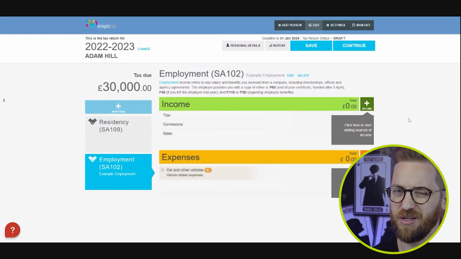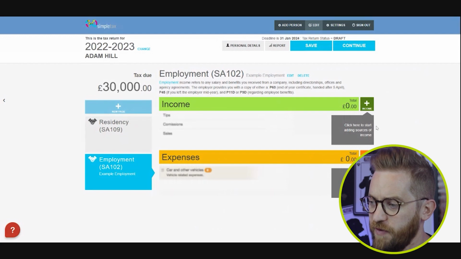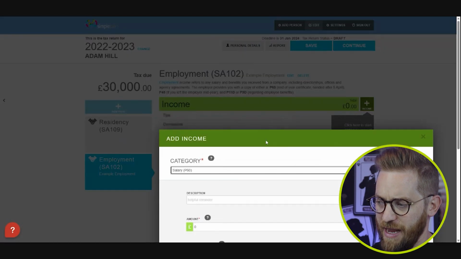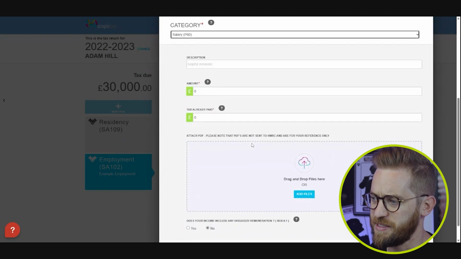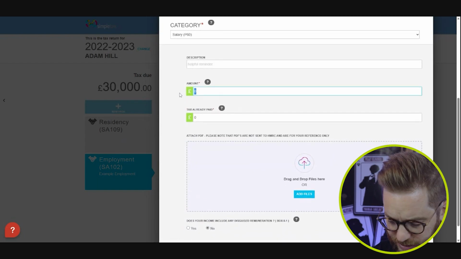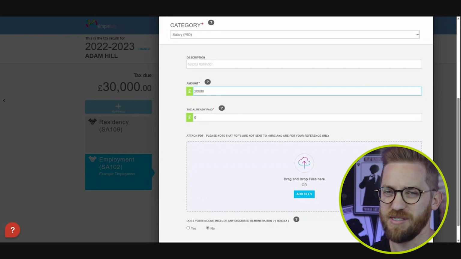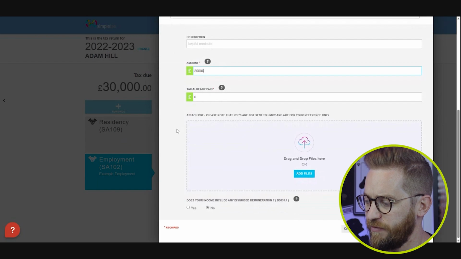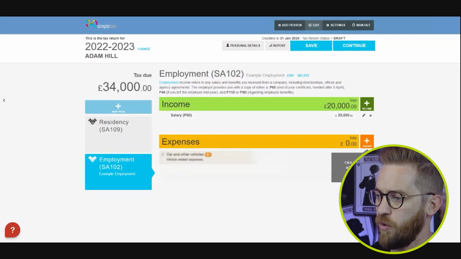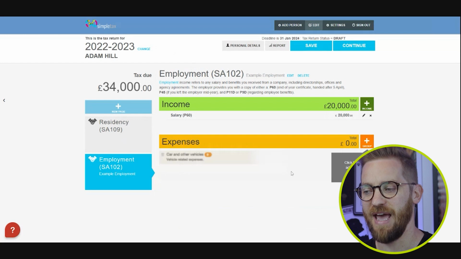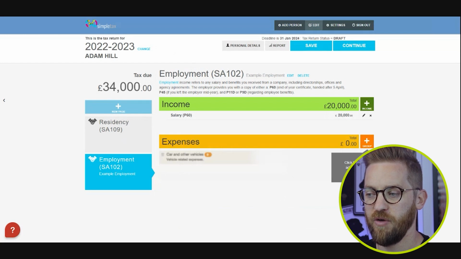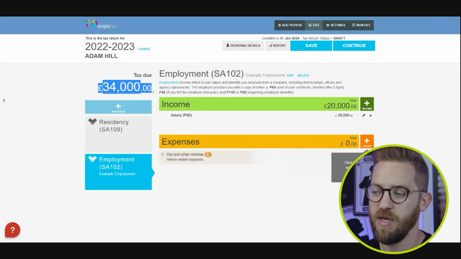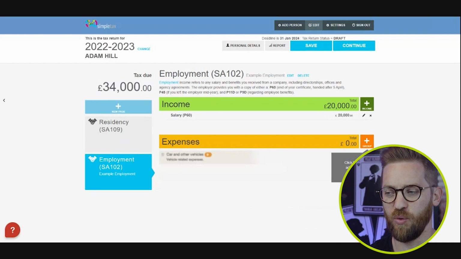From here, I'm just going to go with a nice round number. So if I add income by clicking on the plus sign and I'll just select that it's salaried income, you should be able to see here I'm going to enter £20,000 just so it's nice and round and we can work out how the tax should be applied on that. So I'll leave everything else blank, save that one, and you can see immediately there that my tax liability over here on the left hand side has increased by £4,000. And really, that's exactly what we would expect.